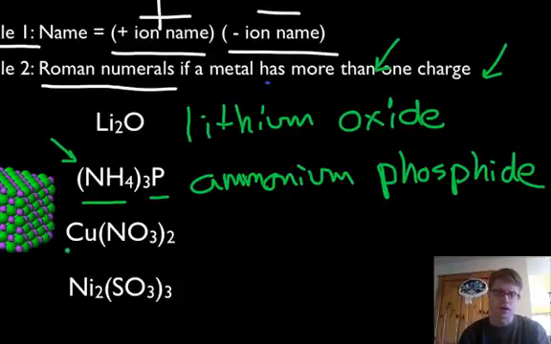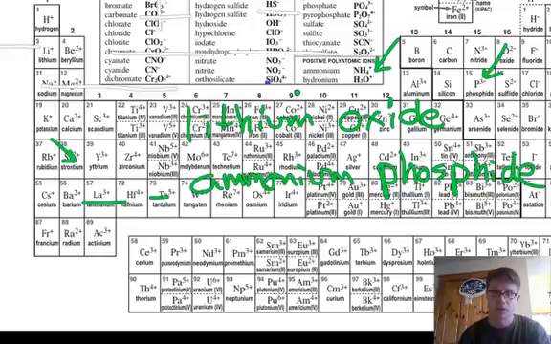Now let's look at this one. We've got copper, and then it looks like we have another one of those polyatomic ions. In this case, it's going to be an anion. So let's go find it on the chart. First of all, we have to find copper. Copper is going to be right here.